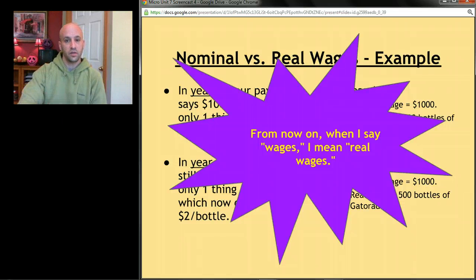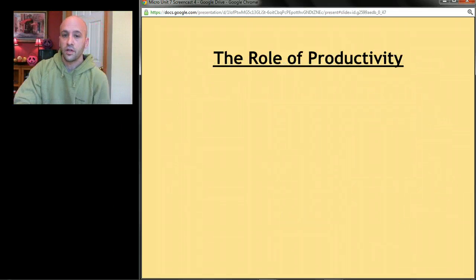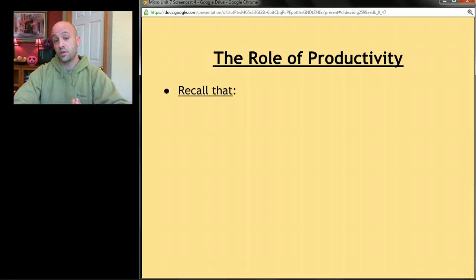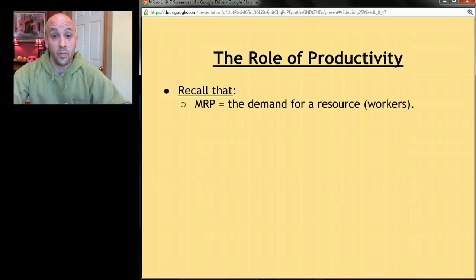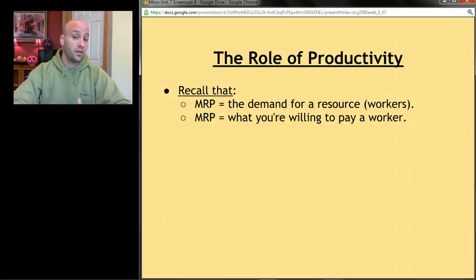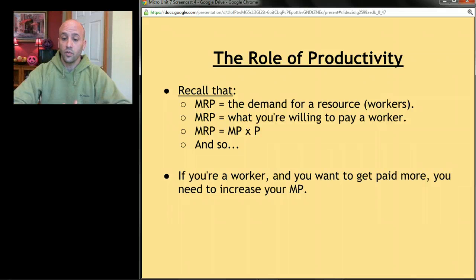Okay, with that little distinction behind us, let's start getting to the heart of the unit. What we've seen so far is that MRP is essentially the demand for a resource. Another way to think about MRP is what a firm would be willing to pay a worker. You'd only pay a worker as much as they contribute to the dollars in your cash register. You'll also remember that at least in perfect competition, MRP is equal to marginal product times the price of the product. So if you're a worker and you want to get paid more, you have to increase your marginal product. Productivity has to go up.